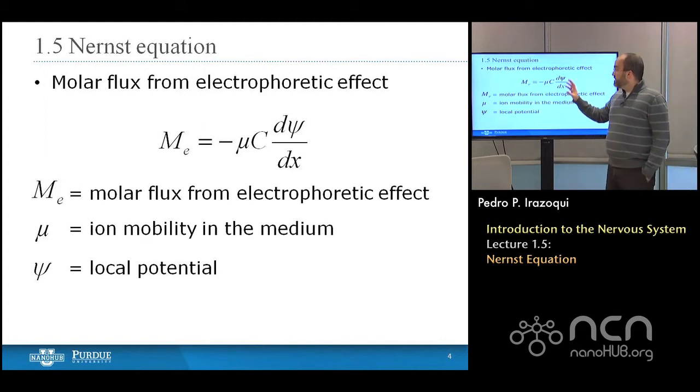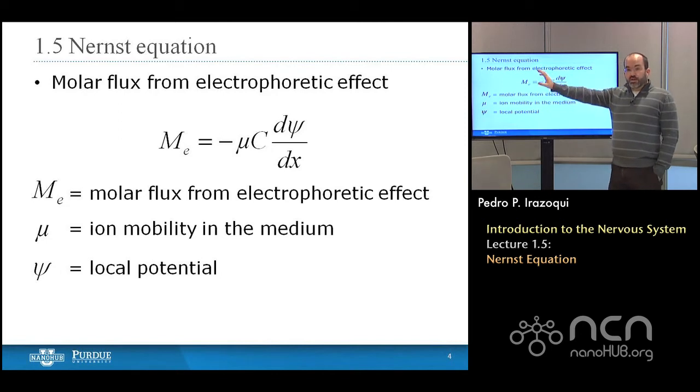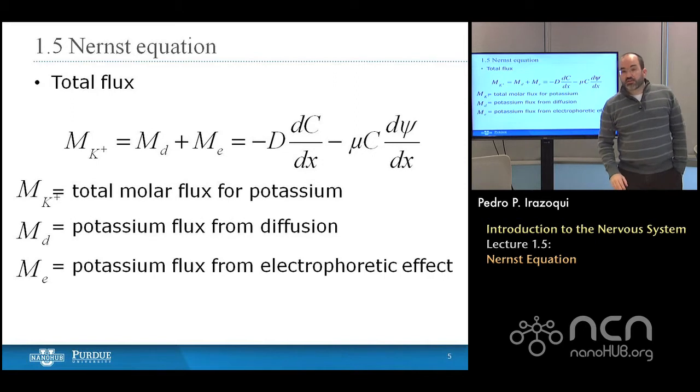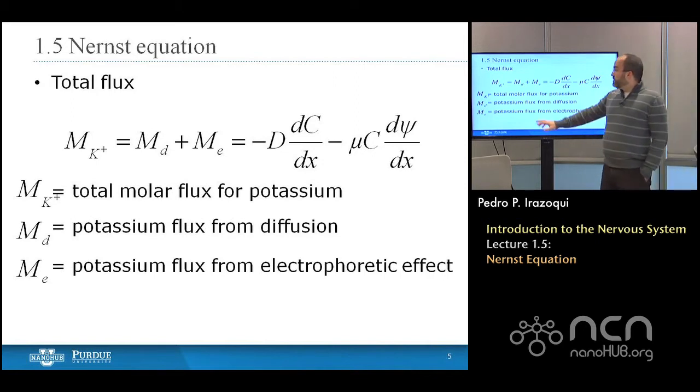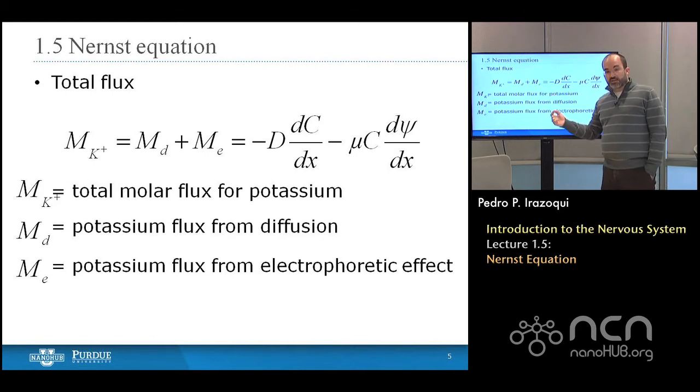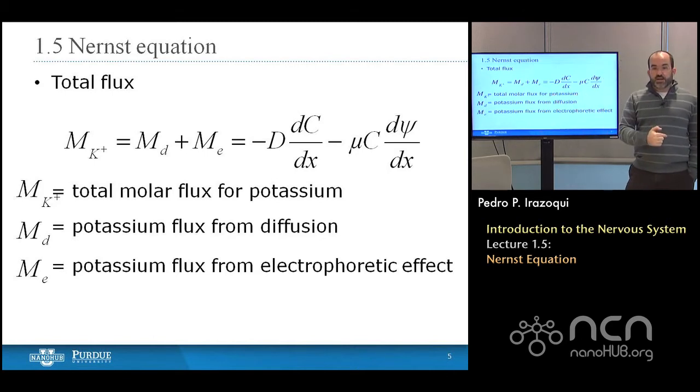So now we have the molar flux from diffusion and the molar flux from electrophoretic effects. What is the total flux? The total flux of potassium, M sub K, is going to be the sum of the two fluxes: the flux that makes the potassium want to go out of the cell from diffusion, and the flux that makes the potassium want to go back into the cell from the electric field.